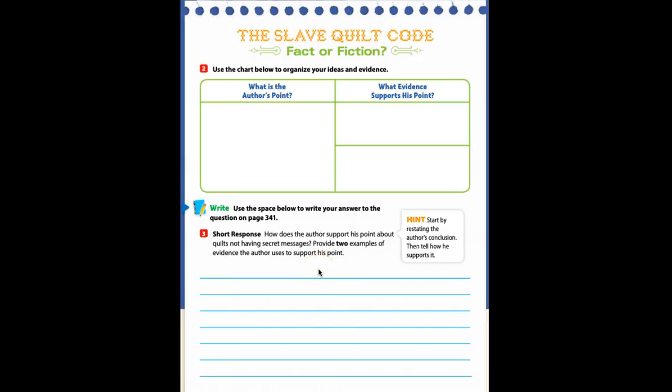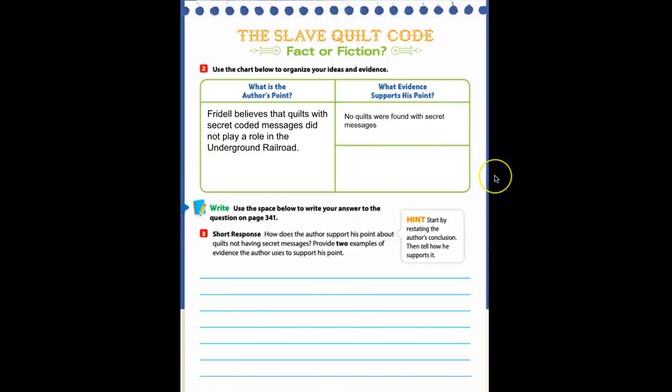Okay, this is our last thing we're going to do today before you guys get started on your work. So going back to the slave quilt, what was the author's main point here? The author's main point was that Friedel, the author of the article, believes that quilts with secret coded messages did not play a role in the Underground Railroad. What was his evidence? How did he support this? He said that no quilts were found with a secret message. He supported that. Historians said that. And there was not any first-hand evidence from enslaved and escaped people about the quilts.